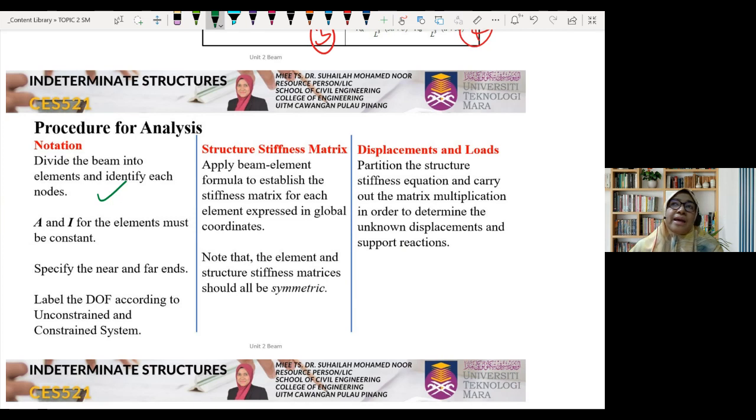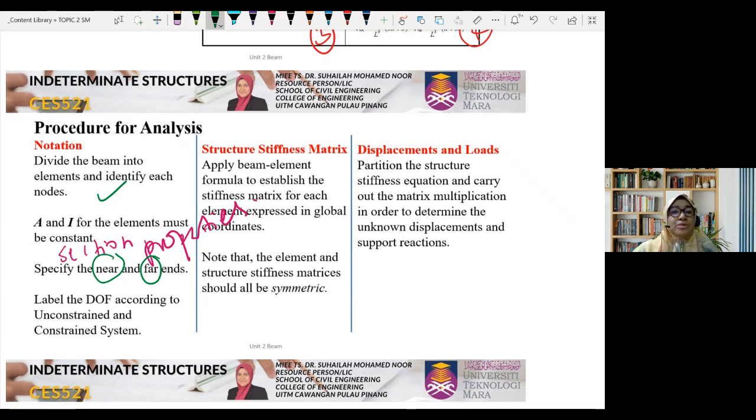A and I, in the software, are called section properties. In the software, this A and I is section properties. And we need to specify near and far end. Near and far end means nodes. Remember that we have to analyze starting from node, node produces element, element produces structure. So we have to do the analysis backward.